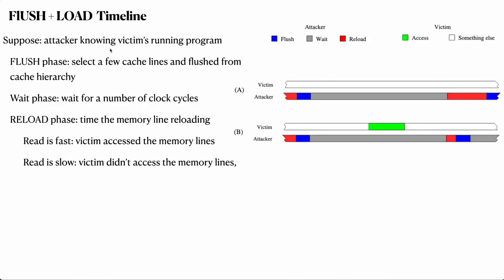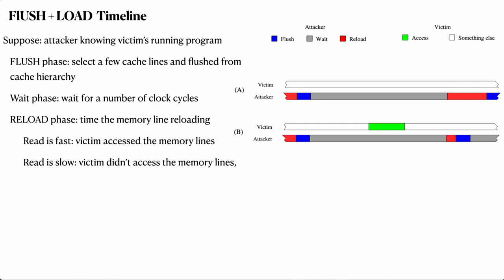Here's a more detailed timeline of how this attack works. Suppose that an attacker knows the victim's running program and wants to see which code the victim process is running. The attacker first selects a few cache lines to watch and then flushes them out of the cache, waits for a certain number of clock cycles, and times how long it takes to reload the lines. If the reload is fast, that means the victim has accessed the line during the waiting time period.